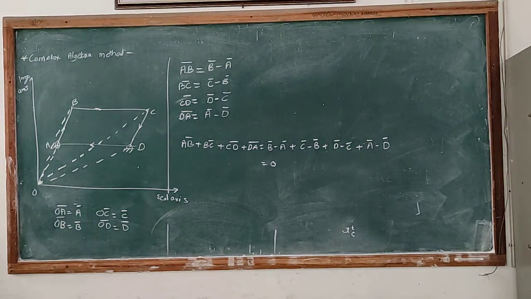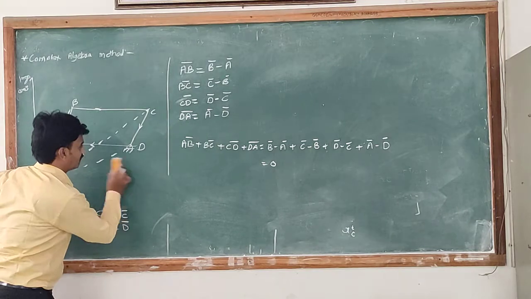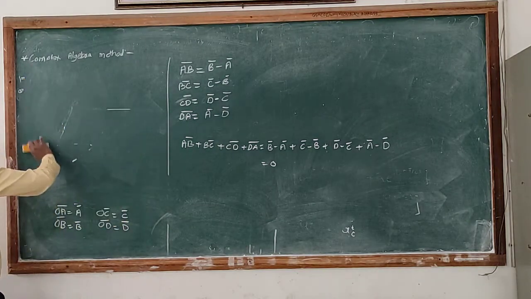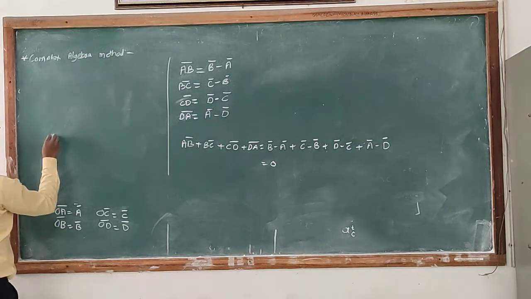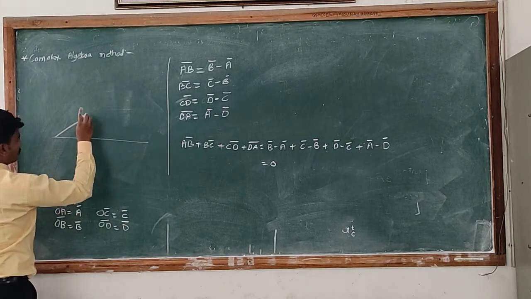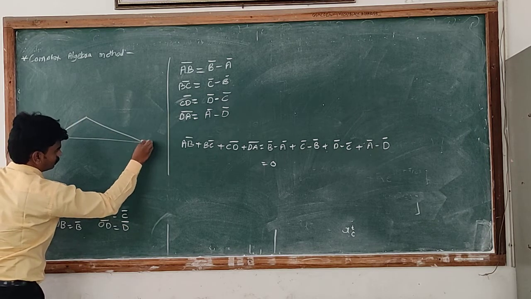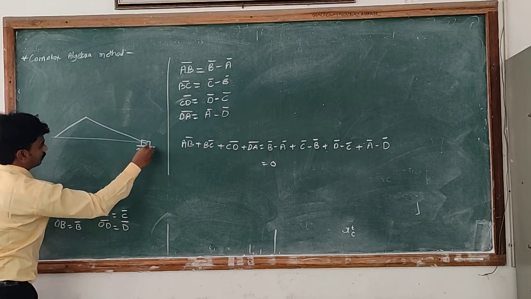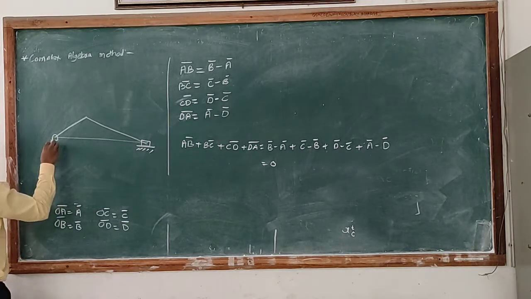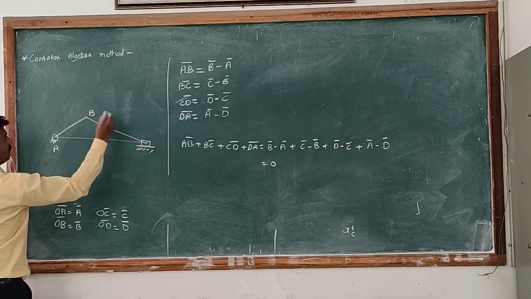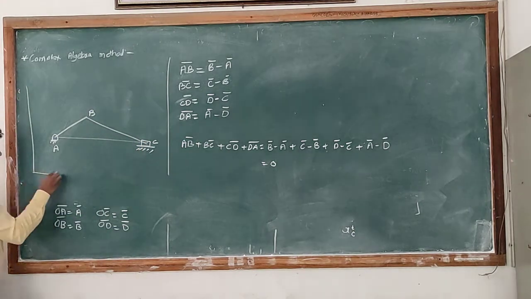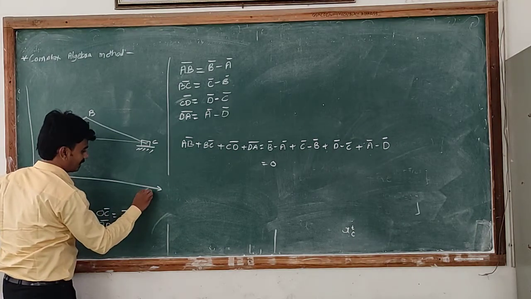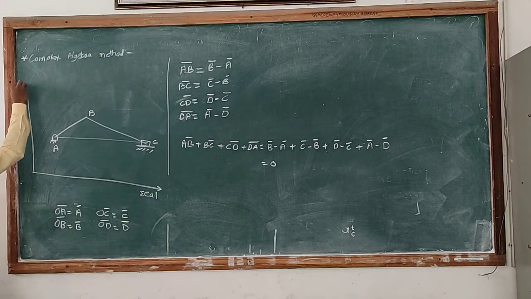Now we will discuss the same method for a slider crank mechanism. Suppose this is my slider, and here is point A, this is point B, and this is point C. If you consider this image, then this is my real axis, and this is my imaginary axis.